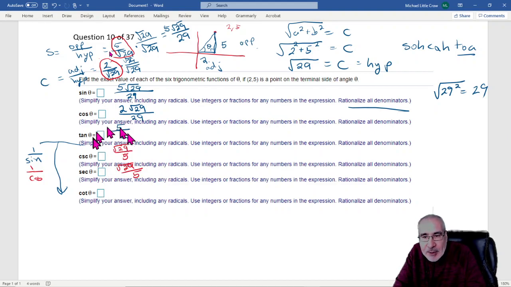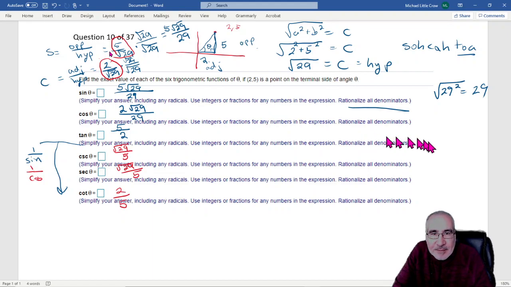And then cotangent, we go back to the tangent. It's just the reciprocal, 2 over 5. And that's all good. Thanks. Number 10.